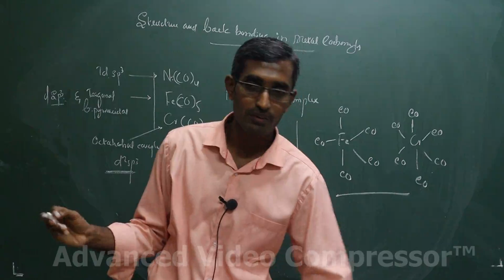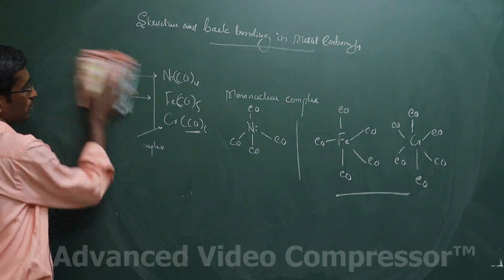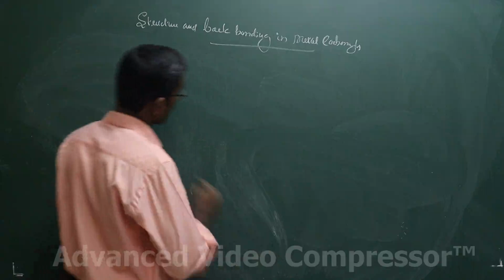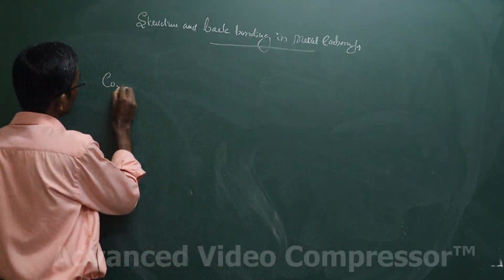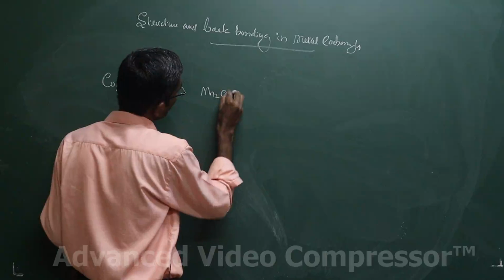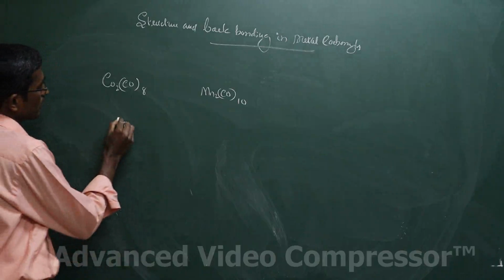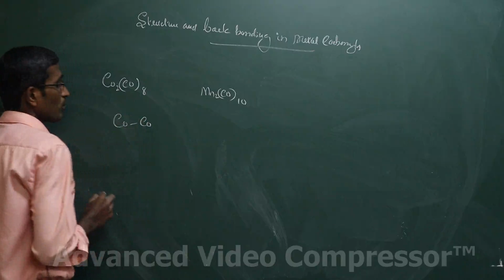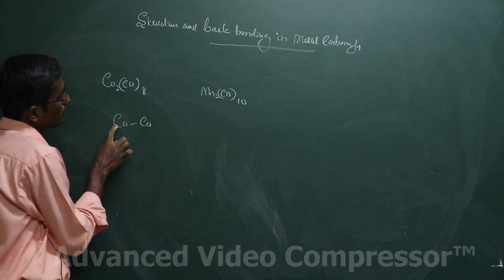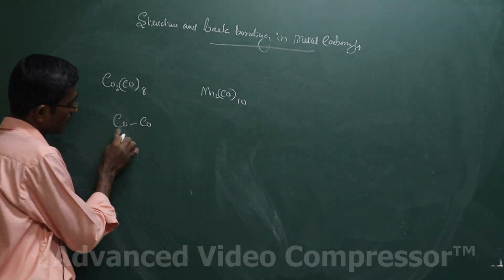Sometimes they may ask you about the structure of dinuclear complexes. We'll write a few common dinuclear complexes and their structures. The normal common ones are Co2(CO)8 and Mn2(CO)10. If you consider this, obviously there will be a metal-metal bond, because it's a dinuclear complex with 2 metal ions. They may ask you how many M-M bonds are there: 1.